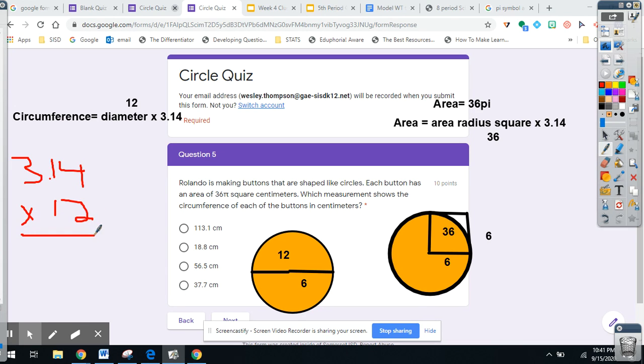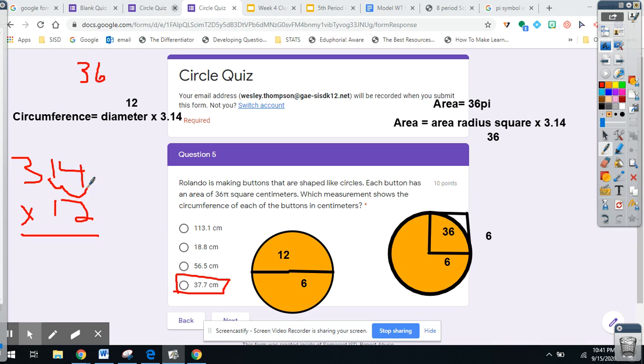And honestly, I'm going to estimate, like always, the whole numbers. 3 times 12 is 36. There's my estimate. I look at my answer choices. There's really nothing close to 36. So I'm going to go with the answer of 37.7. Okay? But I'm going to continue to work it out just in case you have trouble with decimals, I'm going to help you out.